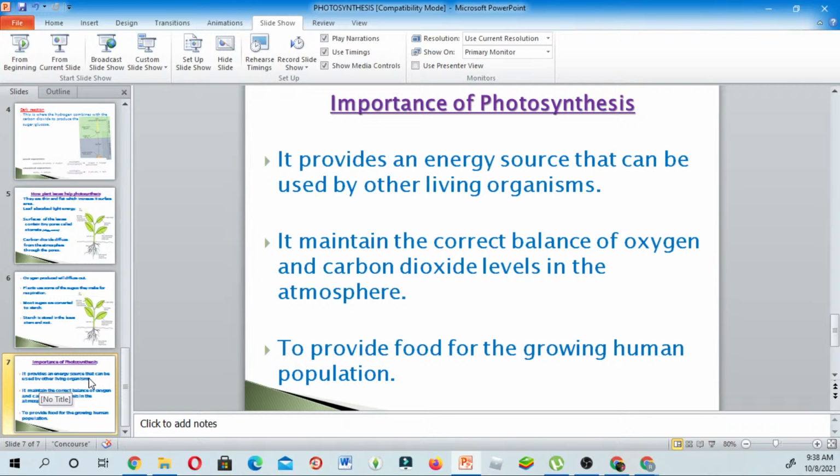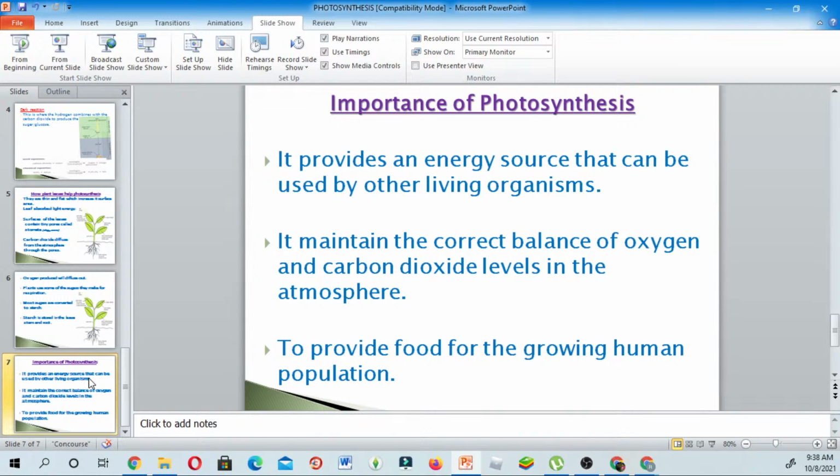Alright, so the next pointer, the importance of photosynthesis. Of course this process is very important. They are saying that it provides an energy source that can be used by other living organisms. Simply because plants make their own food, we can now depend on plants to get some food. So that is one importance of it.